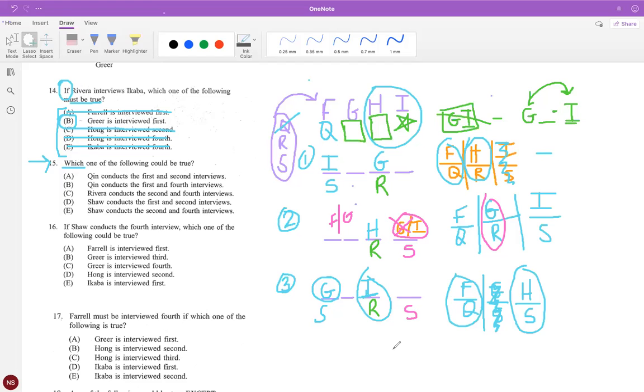So that I is R. The third one, G, S. And so the only one left is F and Q, and that would be in the second one. So H is an S. Yeah, and do you see how we even had that here? Like we know that H has to be with S.